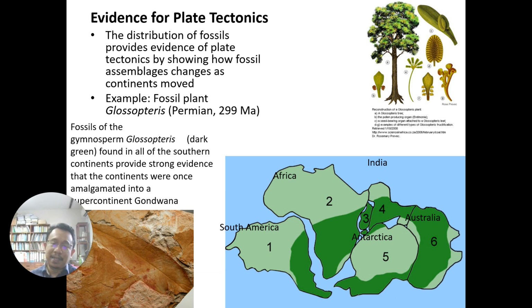But we make the inference that about 299 million years ago, all these continents were near to each other because they shared the same flora, they have the same plants there, right? Fossils of the gymnosperm Glossopteris found in all the southern continents provide strong evidence that the continents were once amalgamated into a large supercontinent during the Permian. Okay, it's called Gondwana.